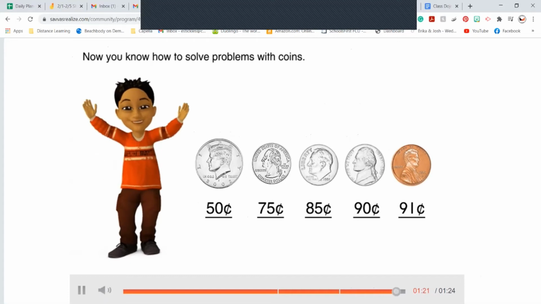Now you know how to solve problems with coins. Okay, now that we have an idea of how to solve these problems, let's go try it out. Let's grab our workbooks and do some guided practice.